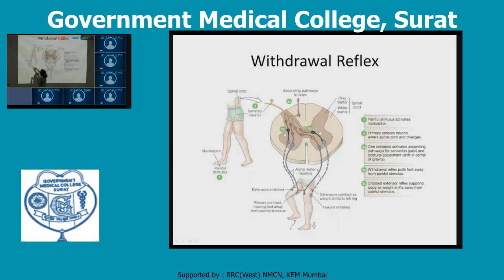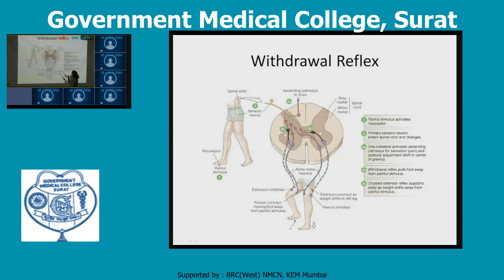Why does this happen? In the withdrawal reflex, multiple synapses are activated. Immediately the afferent output inhibits the extensors and activates the flexors of the same foot, whereas the extensors help in balancing the other side. For the other limb, there is an extension reflex, in which the extensors of the other limb are stimulated.